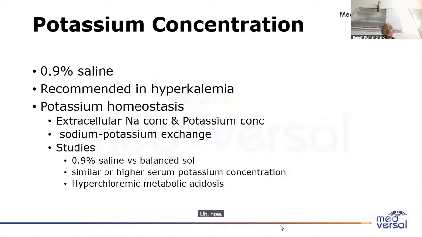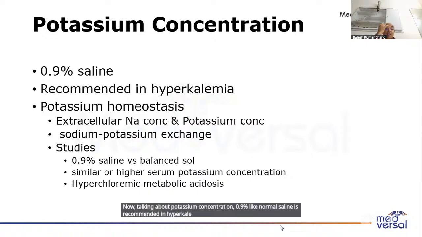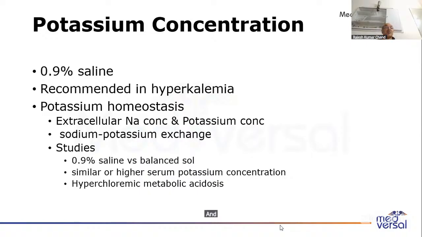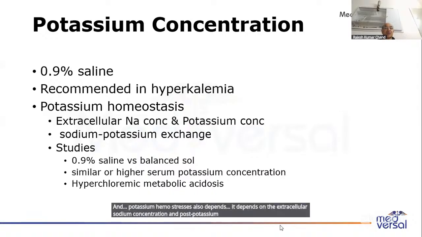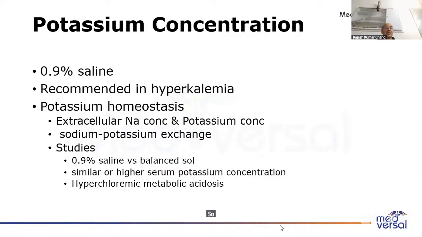Now, talking about potassium concentration, 0.9% normal saline is recommended in hyperkalemia, and potassium homeostasis also depends on the extracellular sodium concentration and potassium concentration, and sodium and potassium exchange. So, studies have shown that if you use 0.9% saline as compared to balanced solution, we may end up having similar or higher potassium concentration.